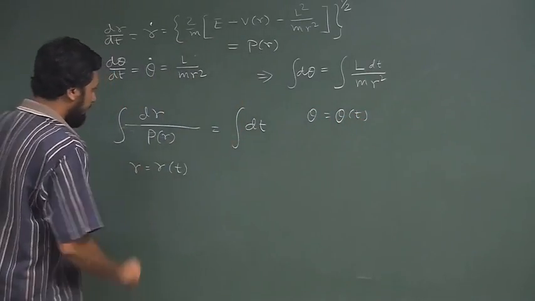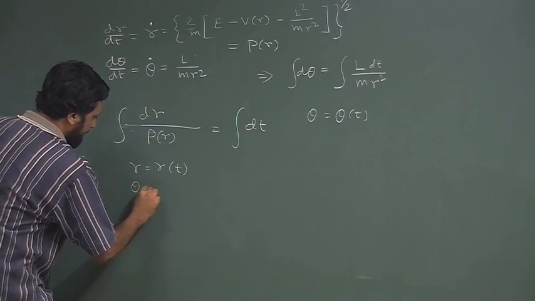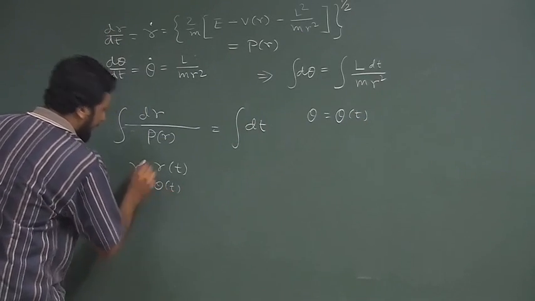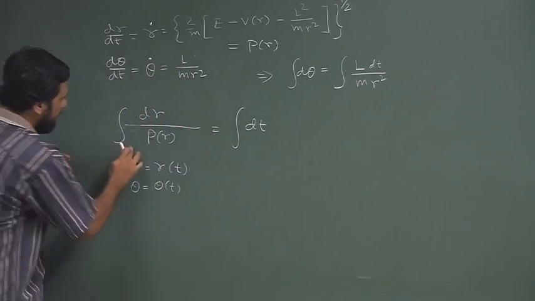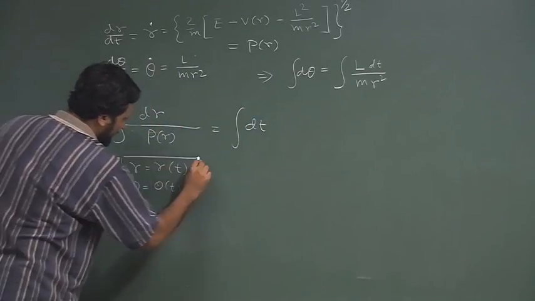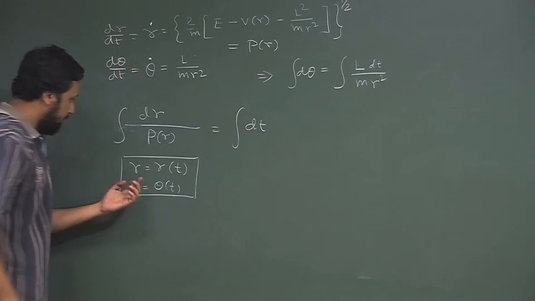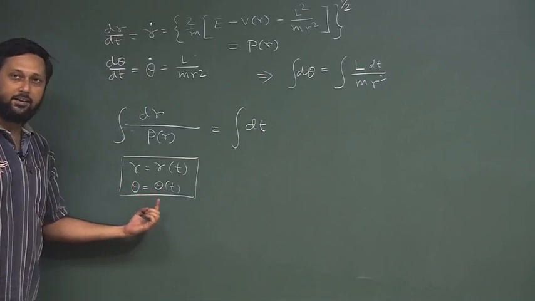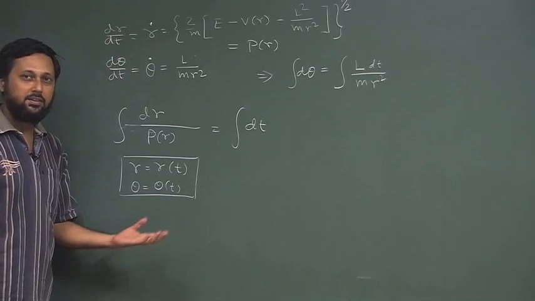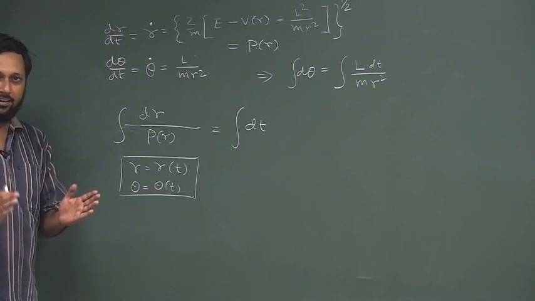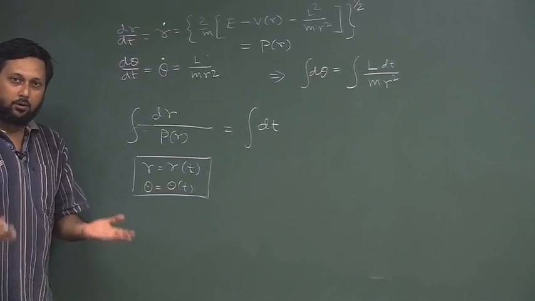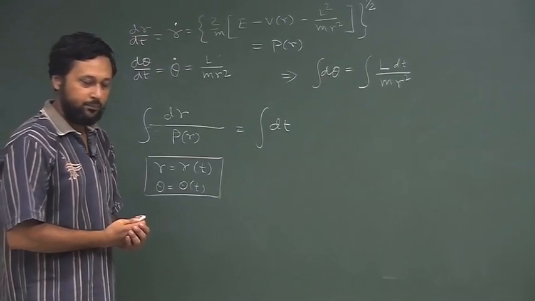So, essentially we get r as a function of time, theta as a function of time, and in principle once we can perform these two integrals, the problem is totally solved. So, we know r and theta of the entire trajectory as a function of time, which is equivalent to saying that we know the entire trajectory as a function of time. That is the total solution of the problem we are looking for.